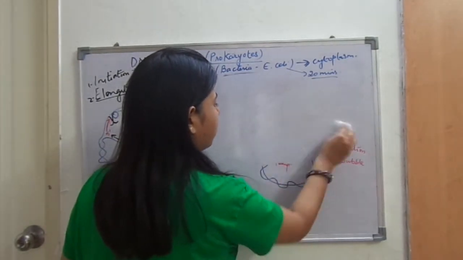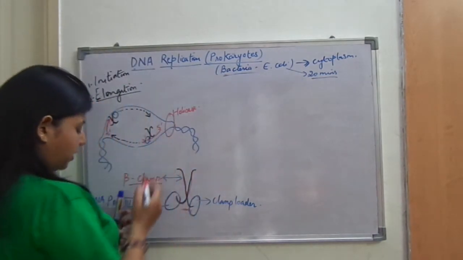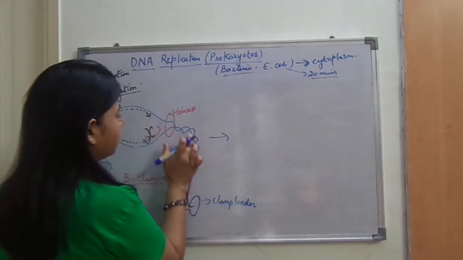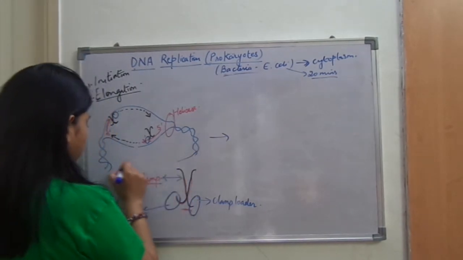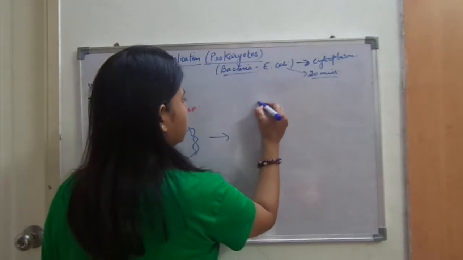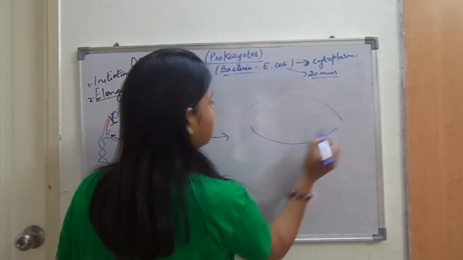Now next step, what happens? See, helicase I have drawn. This red colored helicase is present over here. This helicase will further unwind. This DNA is present in circular fashion over here, and like this. So it will further open this DNA strand.